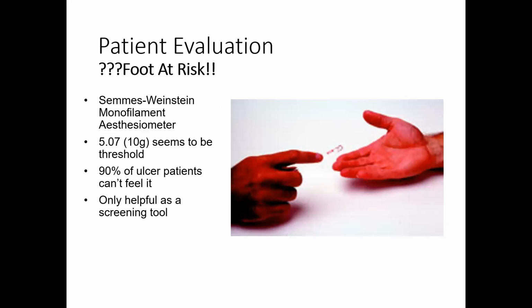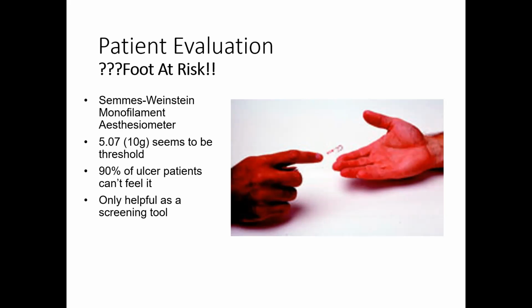Now, how do you assess the foot at risk? Now I'm coming to the basic assessment, how you examine. So the Semmes-Weinstein monofilament is very important. You should have them in your pocket or in your clinics, really. This is a very easy method to assess the patient's protective sensation.